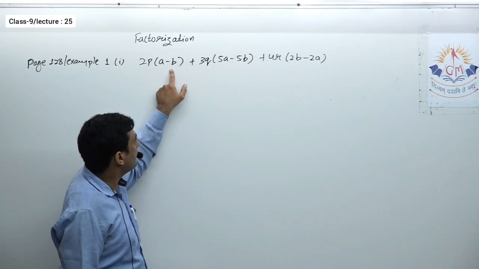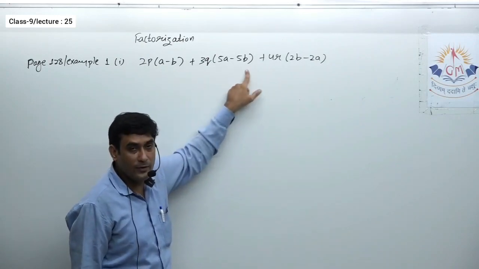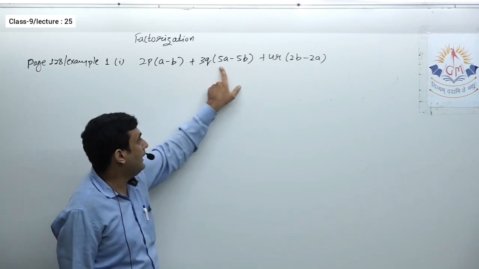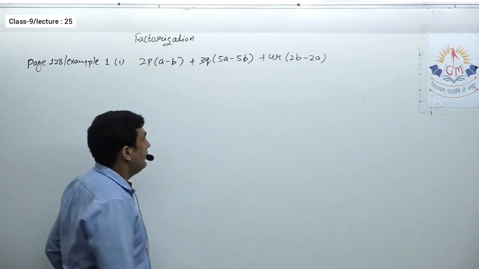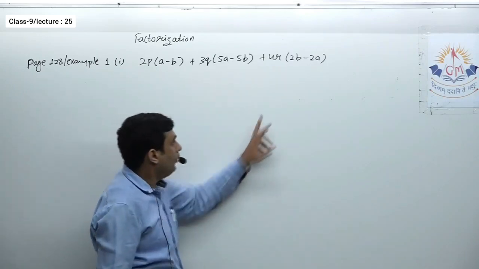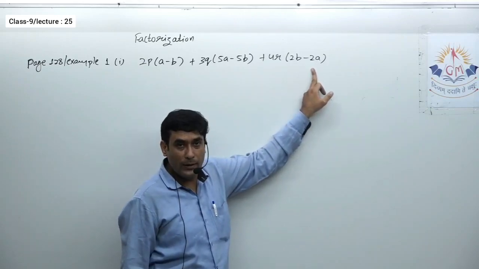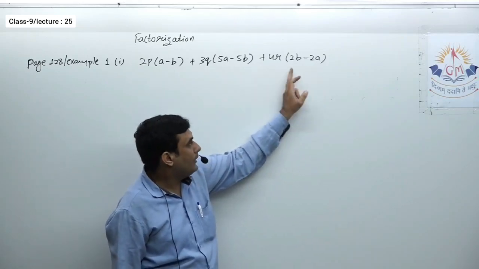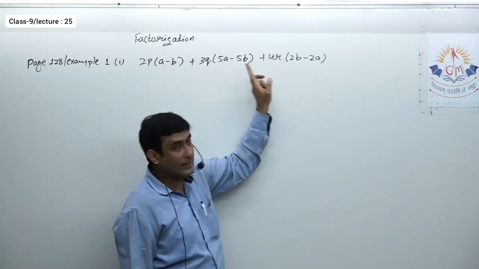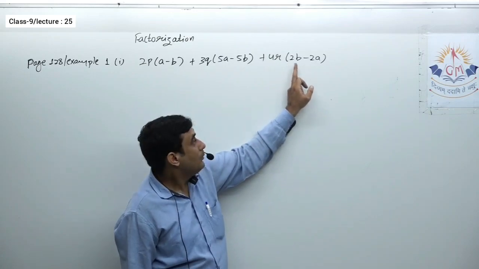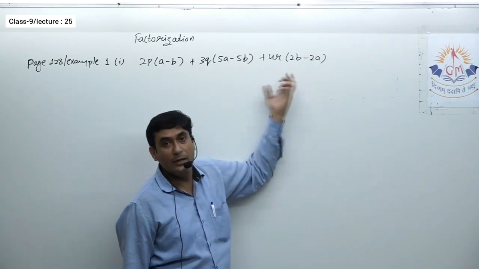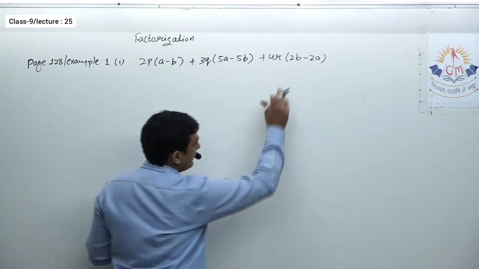Now here it is a minus b. Here it is 5a minus 5b. So if I take out 5 from this, here I am left with a minus b, isn't it? So in that case, here I will get a minus b, and here I will get a minus b. Now over here it is 2b minus 2a. So if I take 2 common, here I will get b minus a. That means still nothing will be common. But see, here it is b minus a.